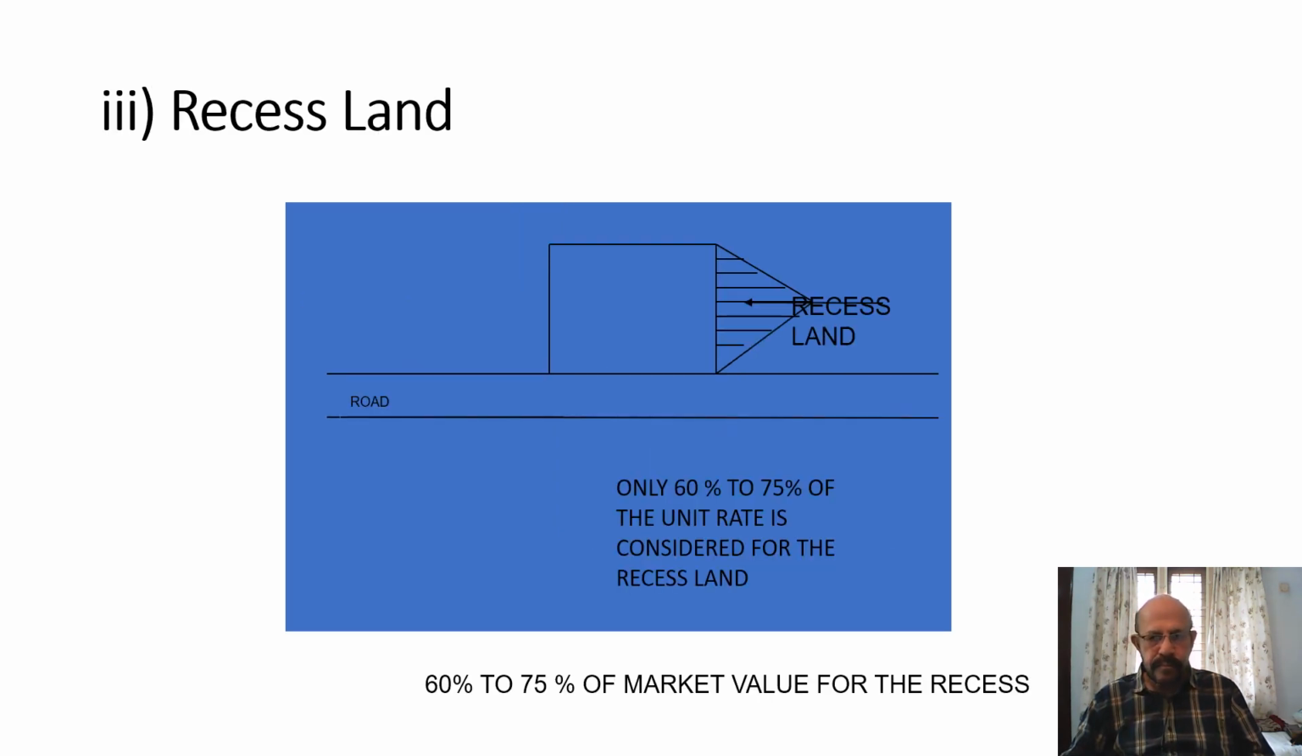Research land. See, in this figure you can see there is a rectangle, and on one shortest side there is a triangle. This triangle portion is called the research land. This doesn't have the advantages when compared to the rectangle land on the side. So this research land is valued only at the rate of 60% to 70% of the market value.